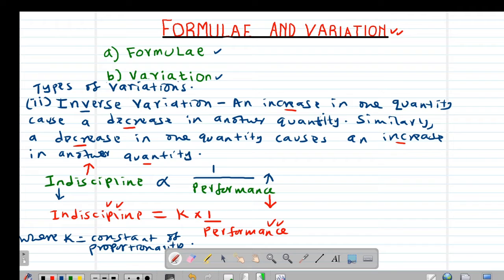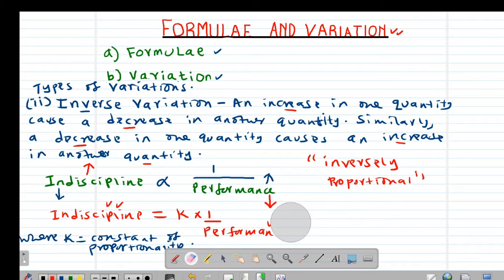Now, how can you identify inverse variation in a given question? You will see terms such as inversely proportional. Should you encounter terms such as inversely proportional, then it simply means that you are dealing with a type of variation which is called inverse variation.